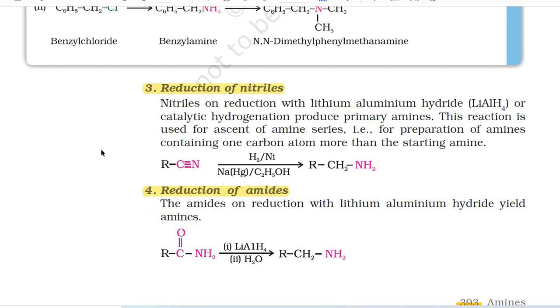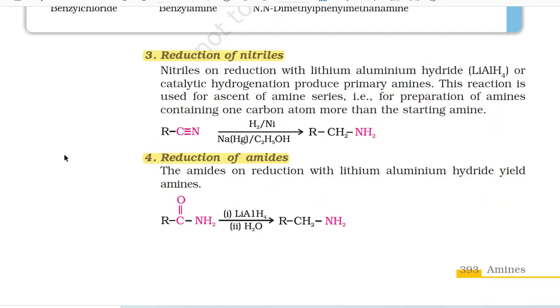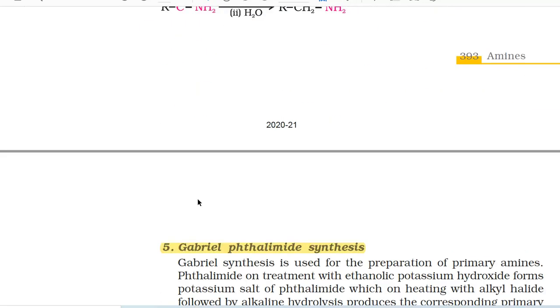Third, reduction of nitriles. Nitriles on reduction with lithium aluminium hydride (LiAlH4) or catalytic hydrogenation produce primary amines. This reaction is used for ascent of amine series, that is, for preparation of amines containing one carbon atom more than the starting amine. Fourth, reduction of amides. The amides on reduction with lithium aluminium hydride yield amines.